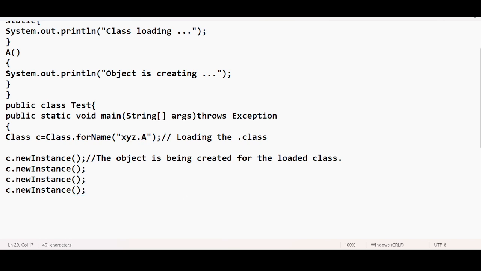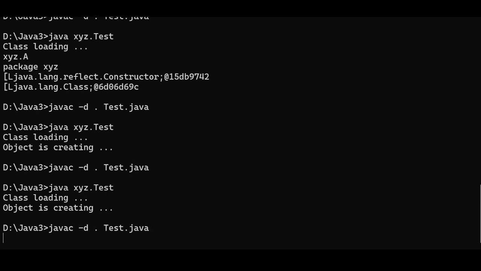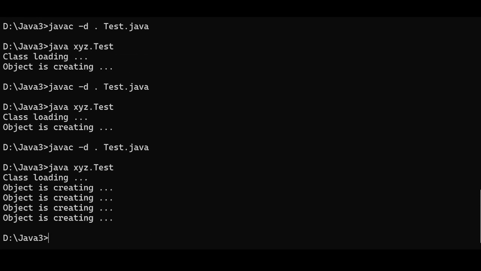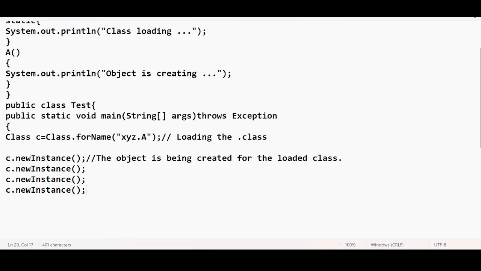Run this, and you will see that the .class file is loaded only once, but the object is created 4 times. You can create objects any number of times, but you can load the .class file only once. So this is the takeaway.